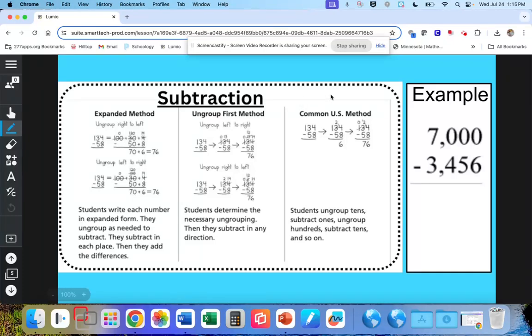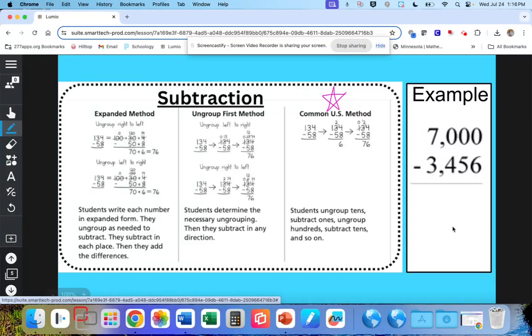Not as common of a method. It's more recommended to use the common US method, which is where we borrow only when we need to. So we could not do 4 minus 8, so we borrow from next door. We cross out the 3 and make it a 2. And then we make the 4 10 greater, so it's 14. And then we start our subtracting. And then we move to our tens digit. 2 minus 5 we can't do, so now we borrow. So we're only borrowing from next door as we need to.